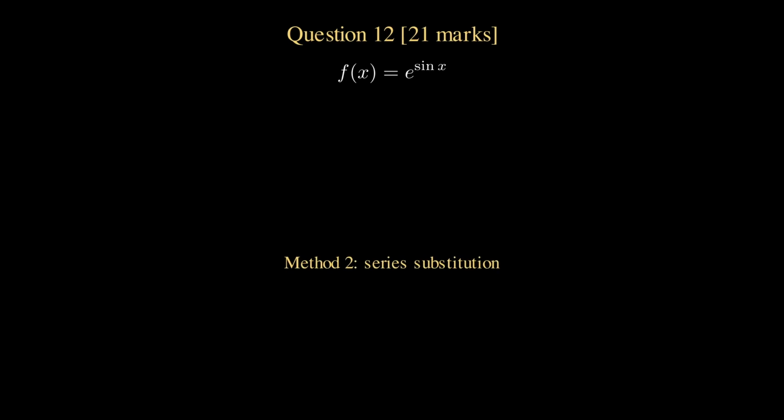Method 2. Substitute the Maclaurin series for sin x into the series for e to the x. The series for e to the u with u equals sin x. Using the Maclaurin series for sin x, the x cubed term from sin x contributes minus 1 over 3 factorial. And the sin cubed over 3 factorial contributes plus 1 over 3 factorial. They cancel, so the coefficient is 0.